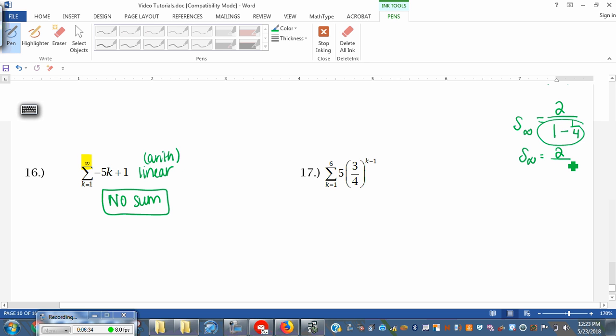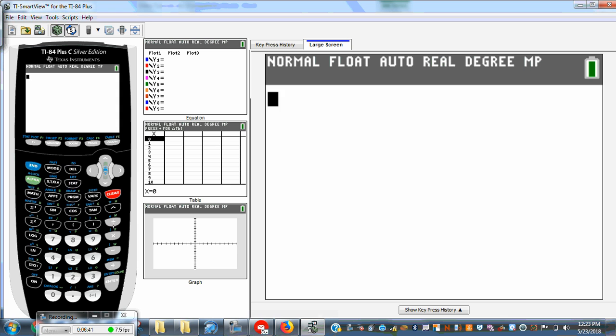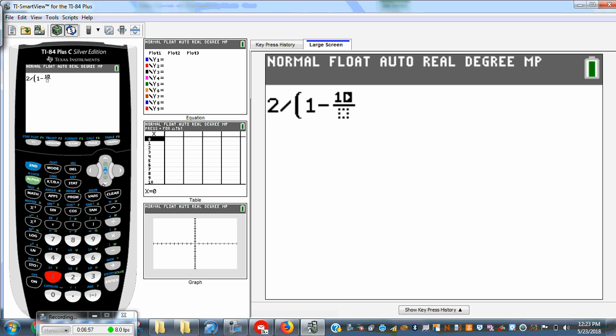So we have 2 over 3/4, and you can either multiply by the reciprocal, or again, you guys can do this on your calculator too. Don't overthink it. Let your calculator do a lot of the work for you. You just want to group the 1 and the 1/4 in the bottom together. So we're going to say 1 minus, again, if you have the newer calculators, use alpha y equals for 1/4. If you have the older calculator, just make sure that you guys have an extra set of parentheses around the 1/4. So you'll have 4 parentheses in the bottom.